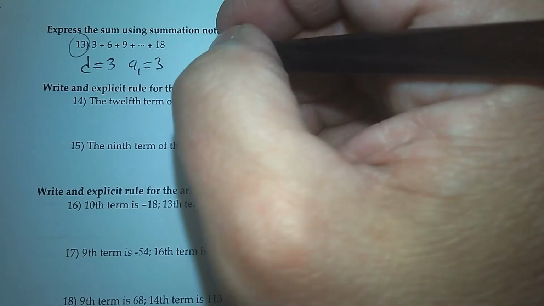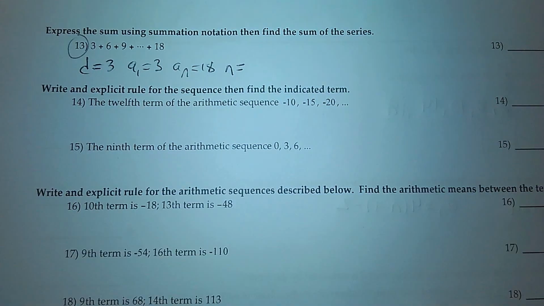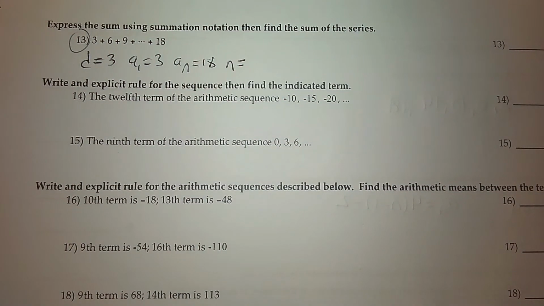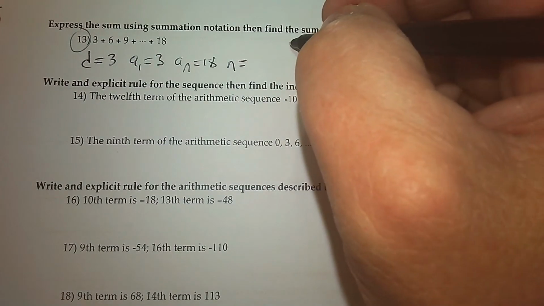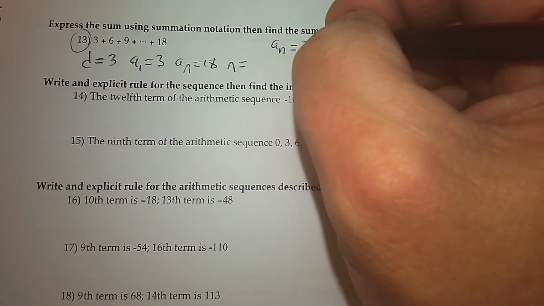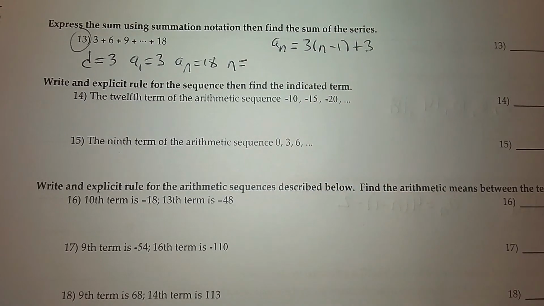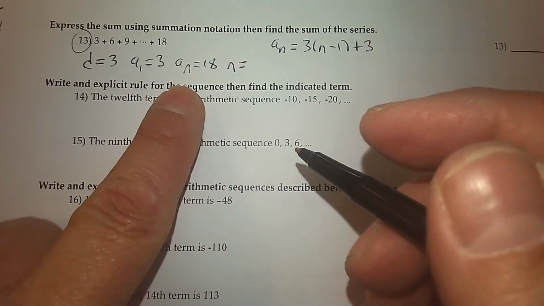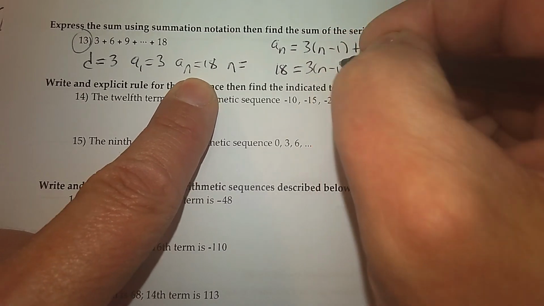What do I need to know for the formula? I need to know the first term. I need to know the last term. And I need to know how many terms there are. So of those three, what I don't know that I need to solve for first is n. How am I going to do it? I'm going to write down a rule for this sequence. And the rule I'm going to write down is 3(n minus 1) plus 3. And then after I write down the rule, a_n is 18. And then I'm going to solve for n.